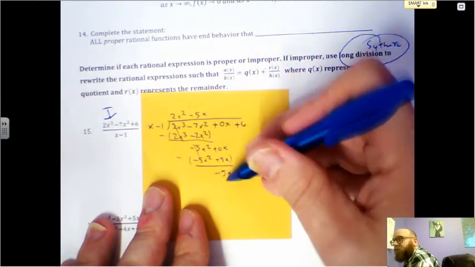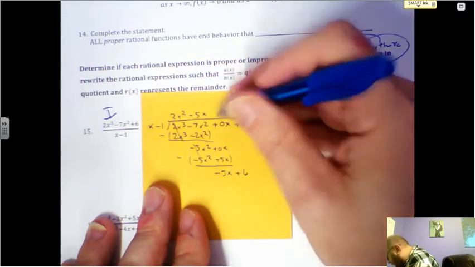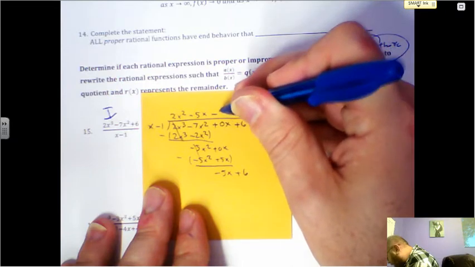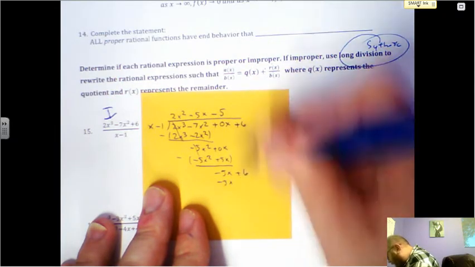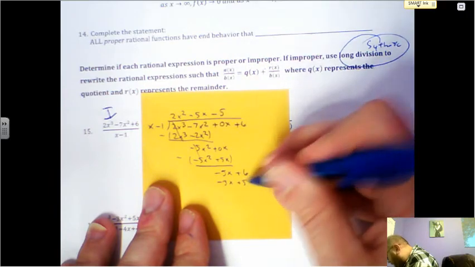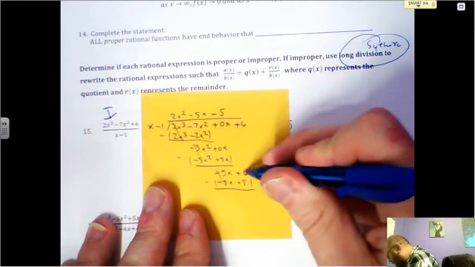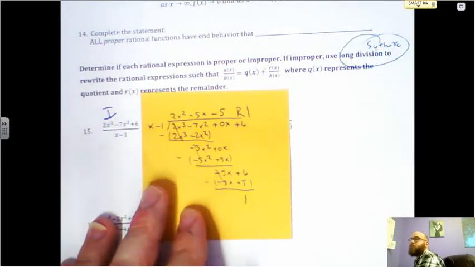What do I have to multiply x by to get negative 5x? That would be minus 5. Minus 5 is negative 5x plus 5. Subtract. This gives me 6 minus 5 is 1. So giving me a remainder of 1.